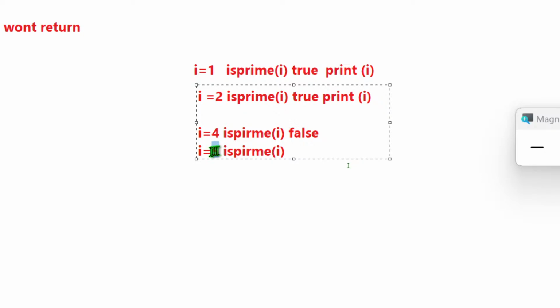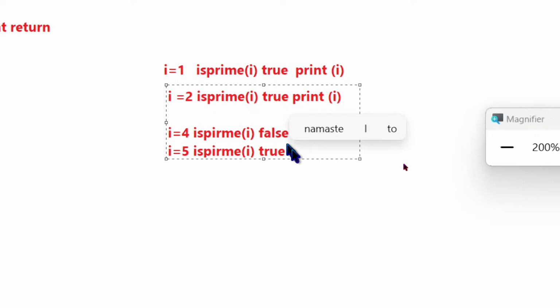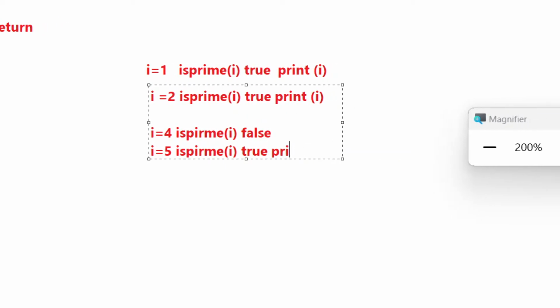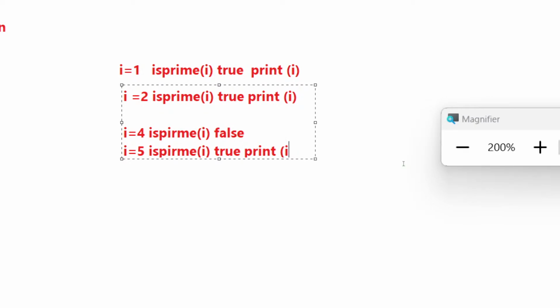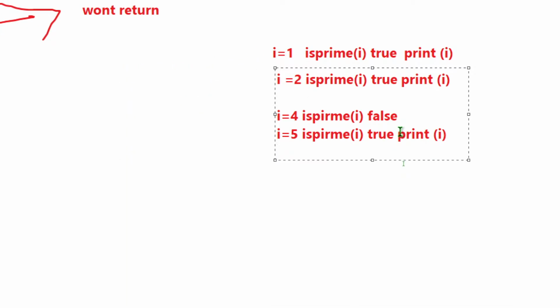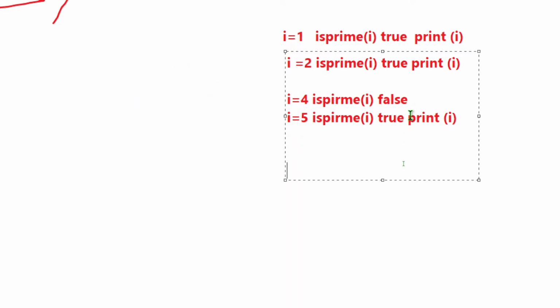Now in the next iteration, I is 5. It will check whether 5 is a prime number or not. If it is a prime number, it will return true. Then it will print the I value. Like this, it will continue up to I equal to 100, guys.